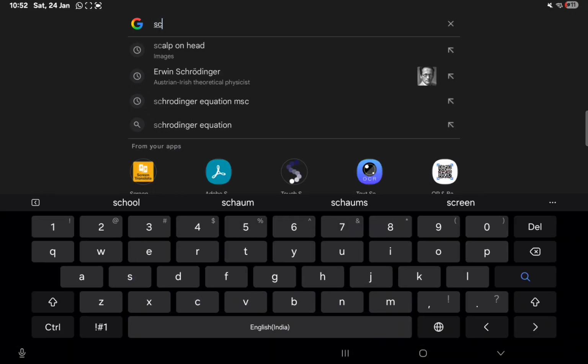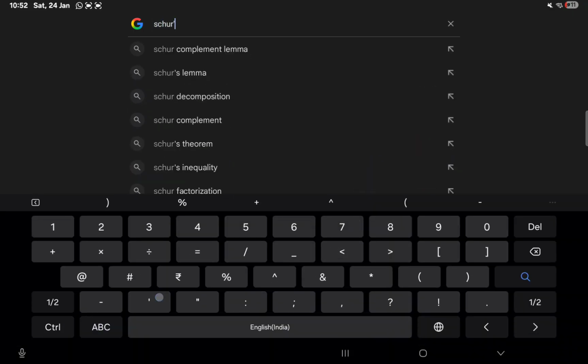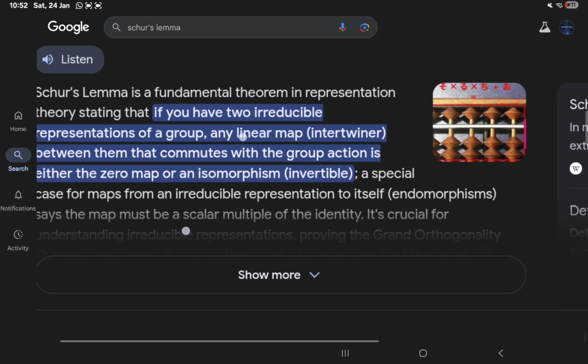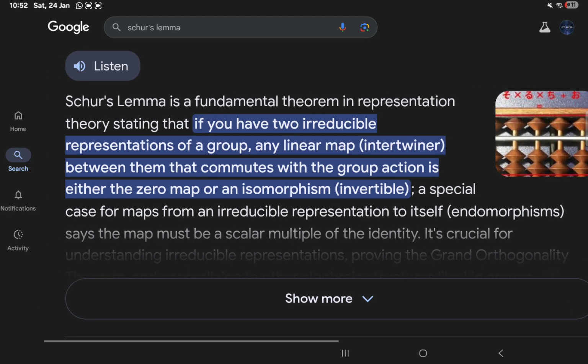I also have AI with me, so I can also ask it. If you have two irreducible representations of a group, any linear map, intertwiner between them that commutes with the group action is either a zero map or an isomorphism. Damn. Okay, those are some heavy words, and I don't know where I am going with these words. I just jumped in. Just look at these words. I mean, I don't know what these are.